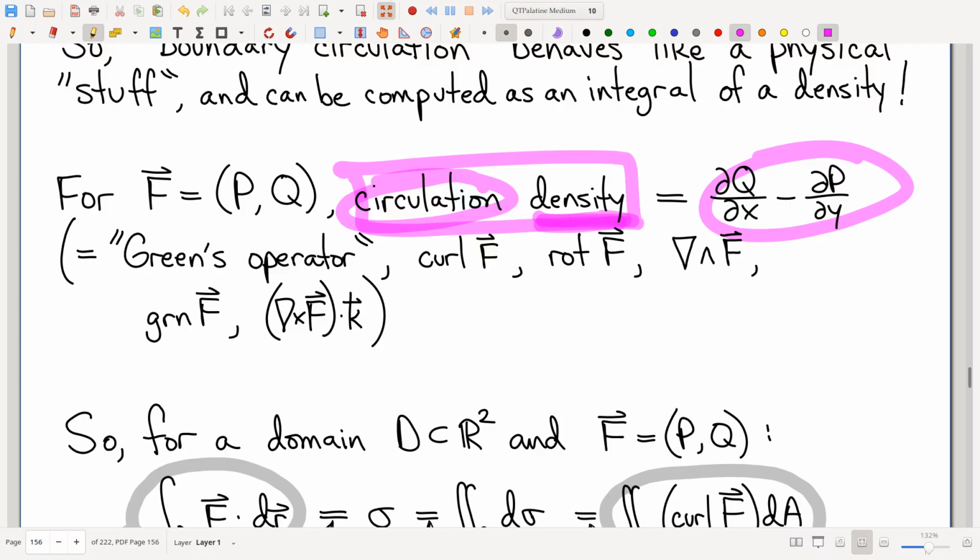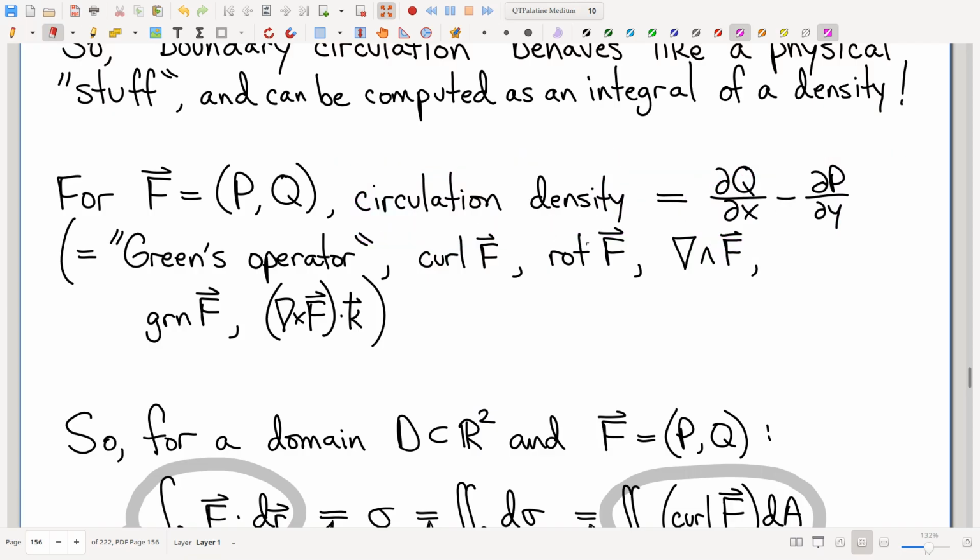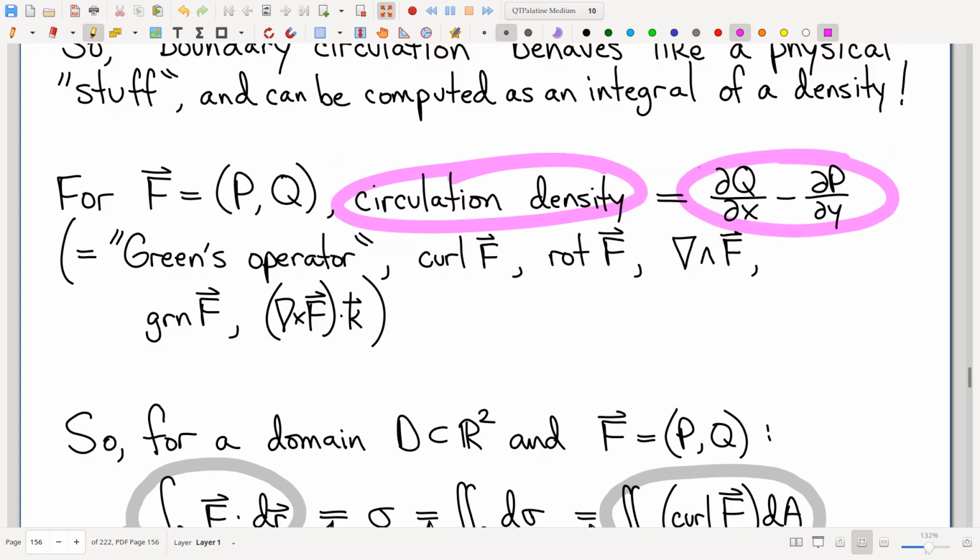Far more important to me than that you know where this came from is that you know how to interpret it. That this thing is the density associated to the accumulating quantity called circulation. That's a much more important concept to have digested. Okay, so circulation density, that formula.